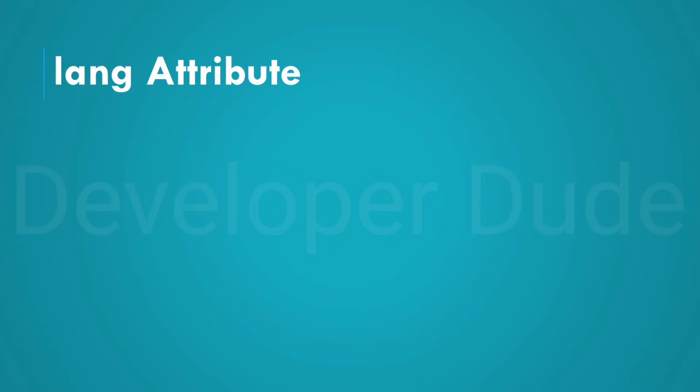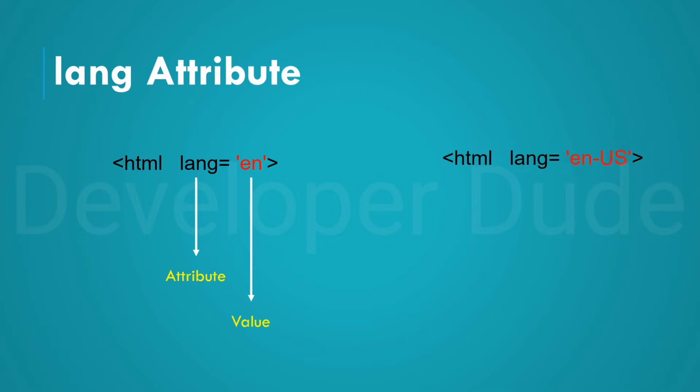Lang attribute. You should always include the lang attribute inside the HTML tag to declare the language of the web page. This is meant to assist search engines and browsers. Country codes can also be added to the language code in the lang attribute. So the first two characters define the language of the HTML page and the last two characters define the country.